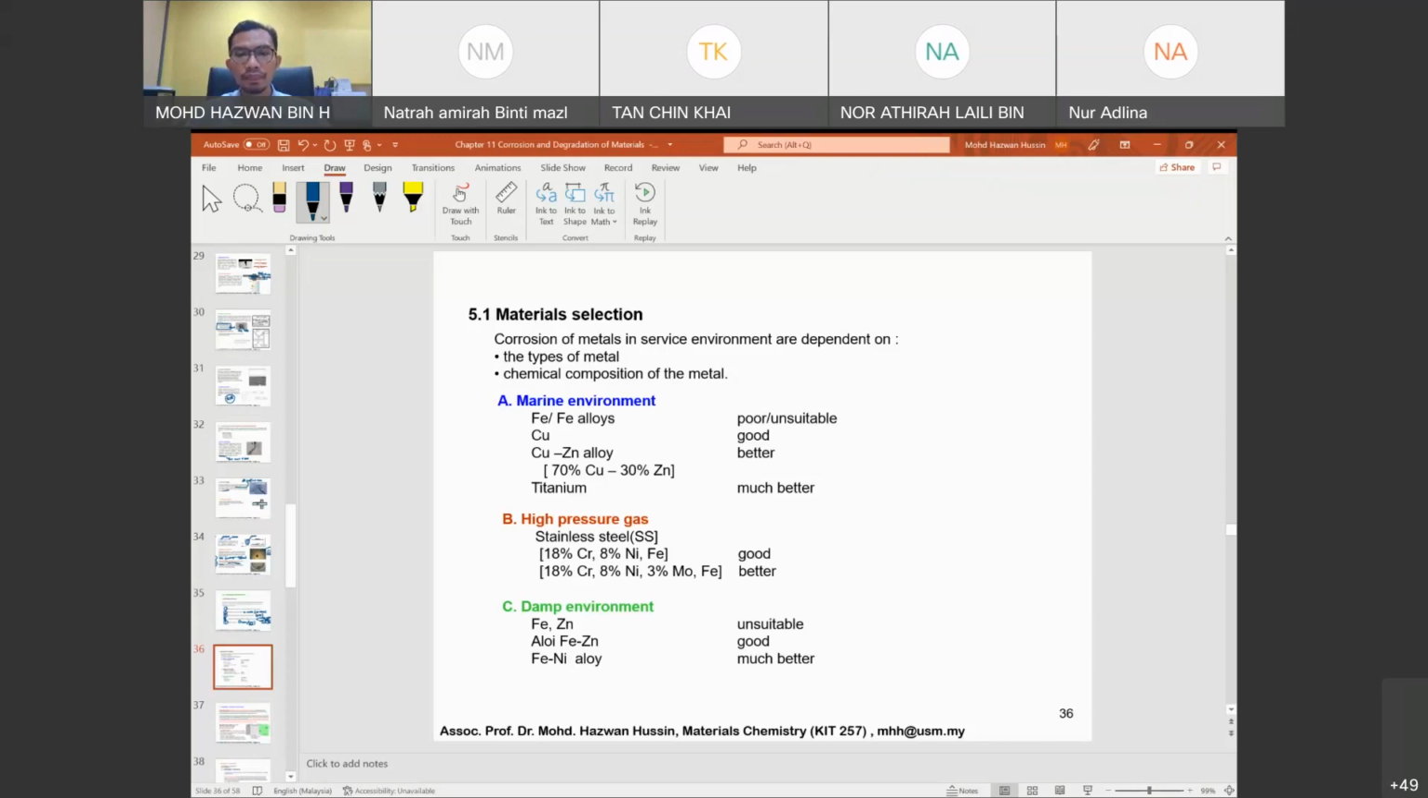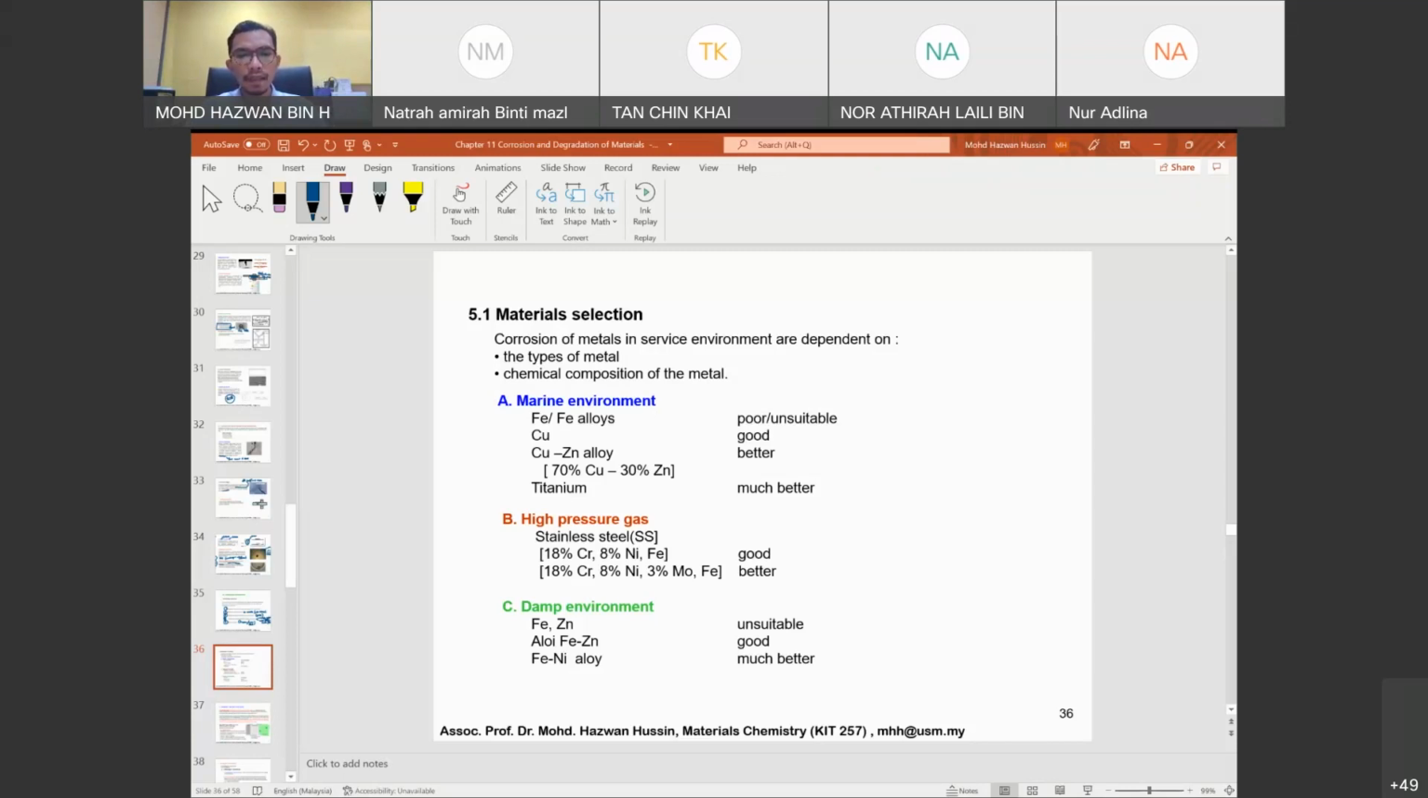For high pressure, okay, normally people will use stainless steel. If you use steel alone, it is not good because it will definitely corrode. So if you use stainless steel by doping different amounts of chromium, nickel, molybdenum, it will be better. So that is why for stainless steel you have many grades. 316, 318. 318 is the best. And then you have 304, 306. That is actually a low grade.